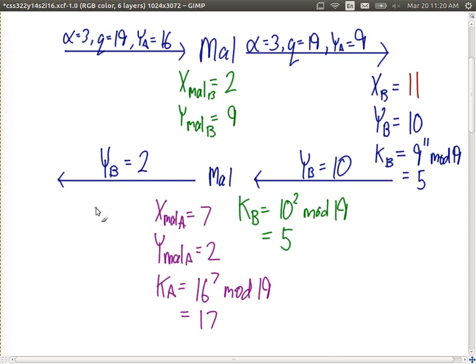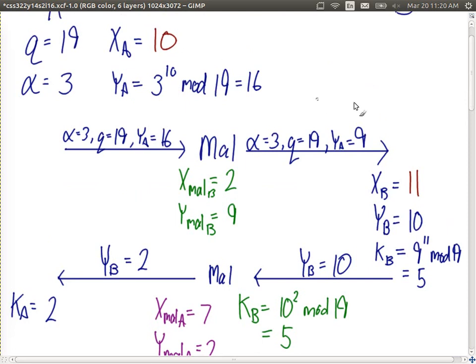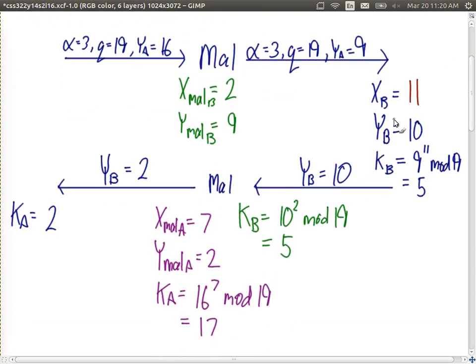Hopefully this works. What does A do? They receive YB. I think I got a message from B. We calculate KA. We take the received YB, 2, raise it to the power of our X value that we started with, 10. 2 to the power of 10, mod 19. What's the answer? 17.